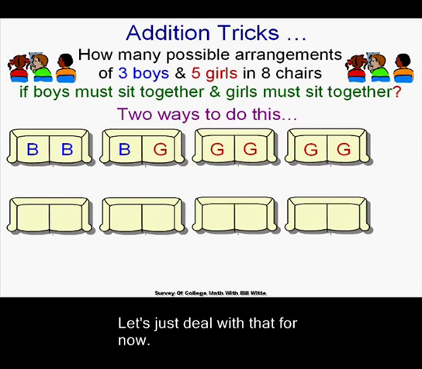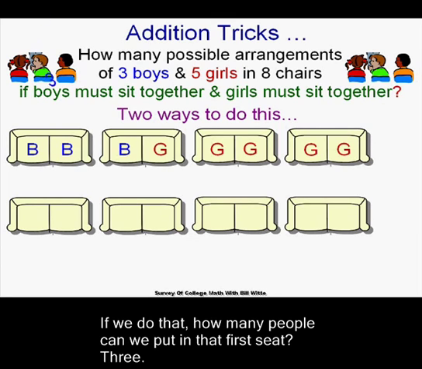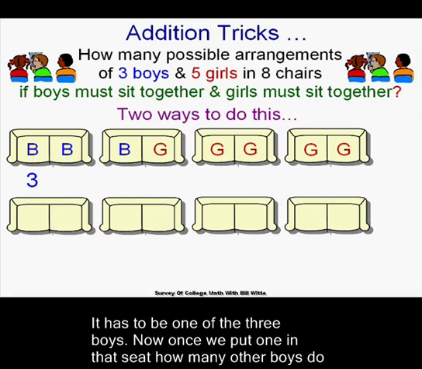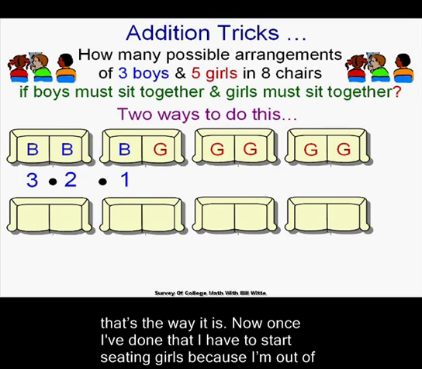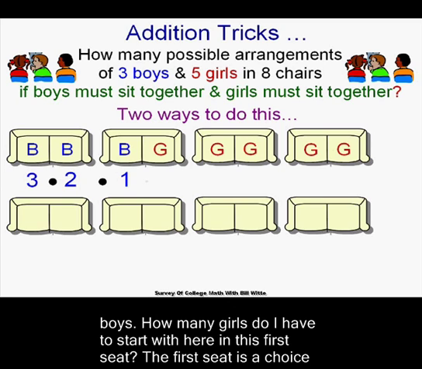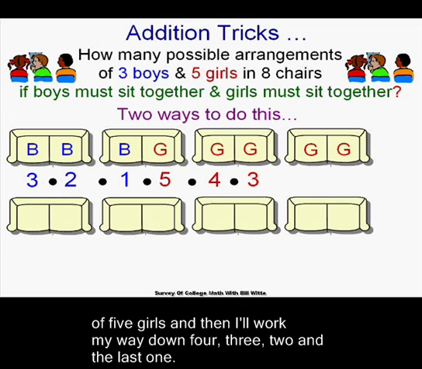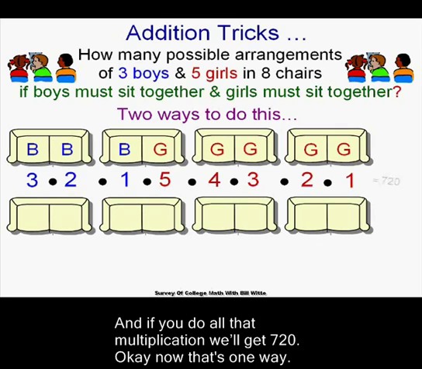If we do that, how many people can we put in that first seat? 3, one of the 3 boys. Once we've put one of them in there, how many do I have to choose from? 2, and of course whoever's stuck sitting next to the girl, that's the way it is. Now I have to start seating girls because I'm out of boys. How many girls do I have to start with? 5, and I'll work my way down: 4, 3, 2, and 1. If you do all that multiplication, we'll get 720.